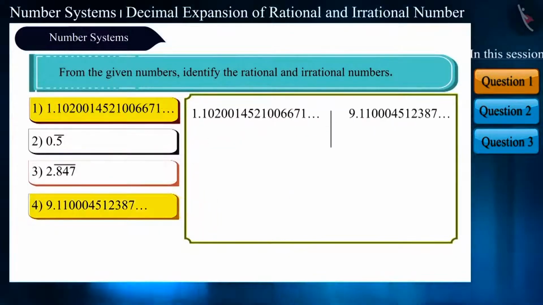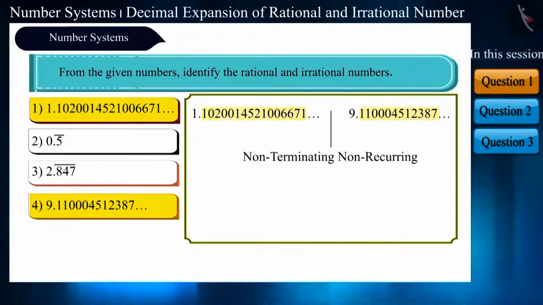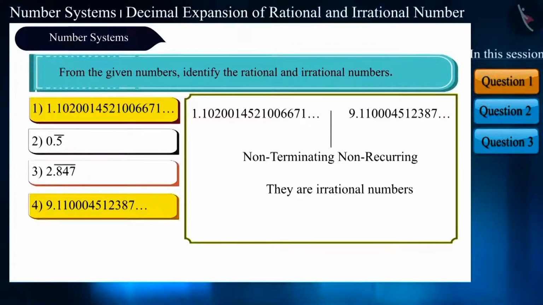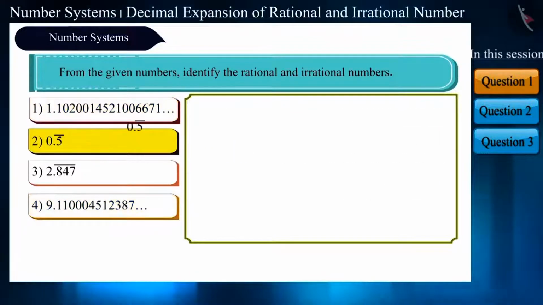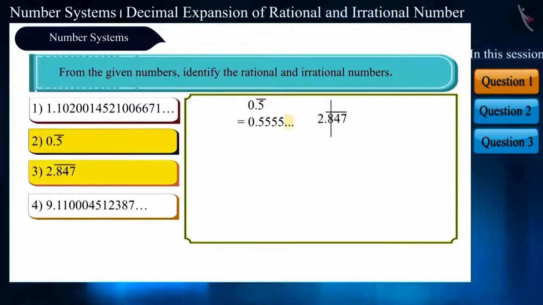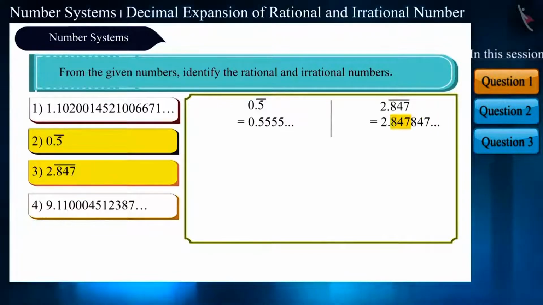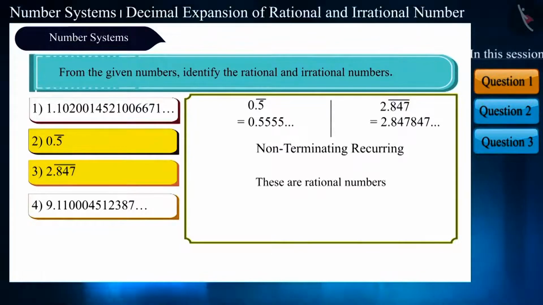In the first and fourth numbers, no digit or group of digits are getting repeated after the decimal. And the series of points next to them shows that they don't end, that is, they are both irrational numbers. In the second number, the bar above 5 indicates that 5 is being repeated here. And in the third number, the group 847 is repeating after the decimal. Therefore, they are both rational numbers.